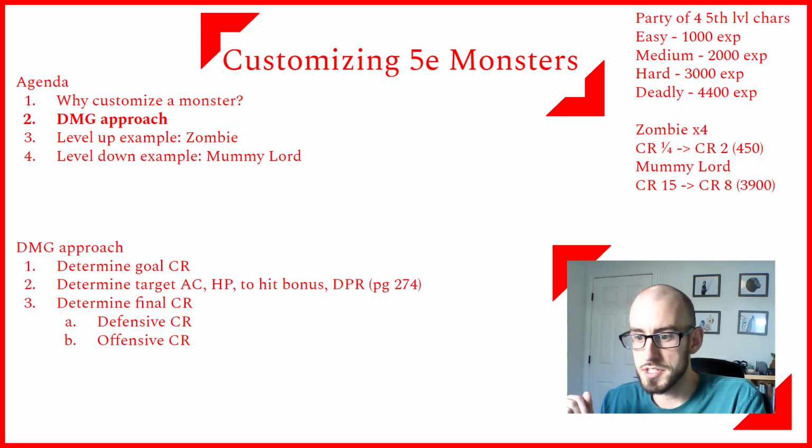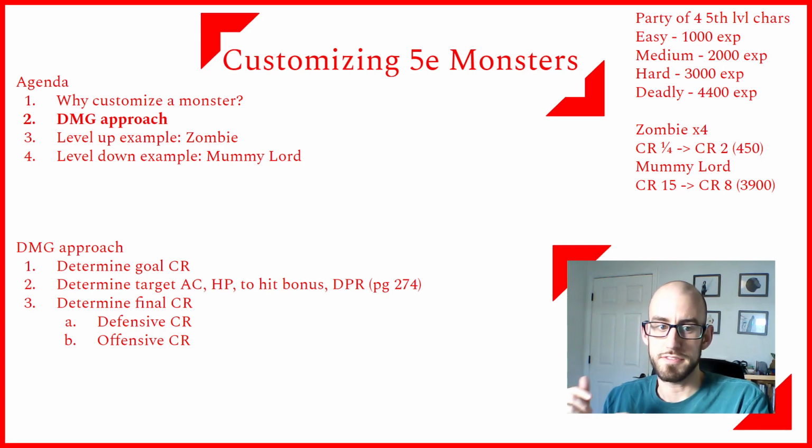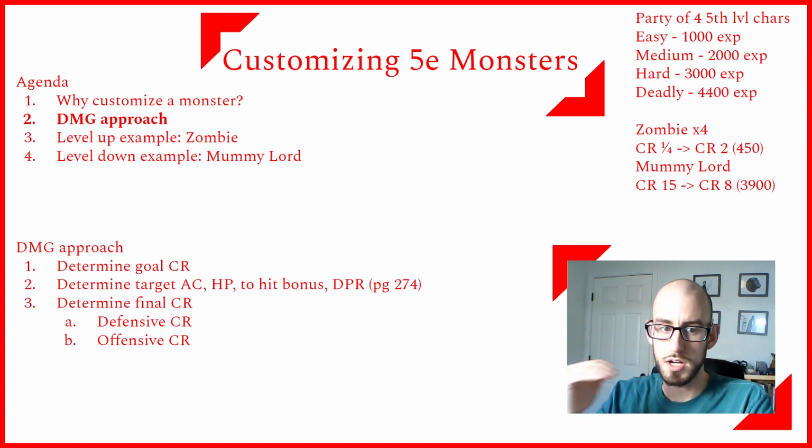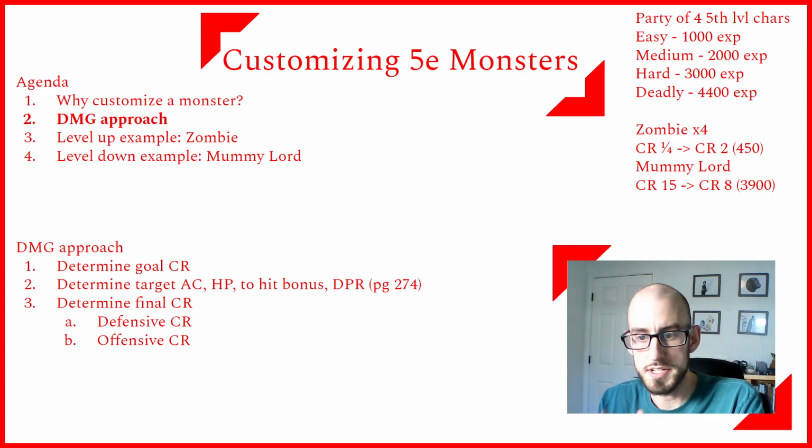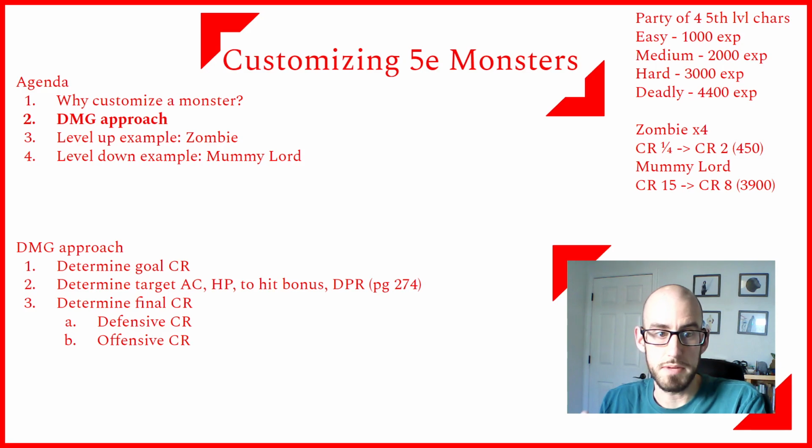And with offense, you're looking at the damage they deal, and if their attack bonus is lower or higher than the expected attack bonus, and then you can bump the CR up or down based on that. So if a monster has a lot of damage on hit but has a low attack bonus, that could be similar to a monster that does lower damage on hit but has a higher attack bonus in terms of challenge rating.